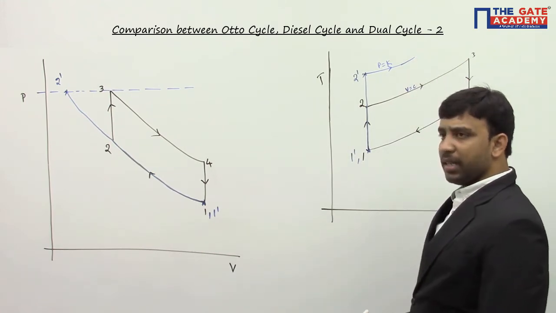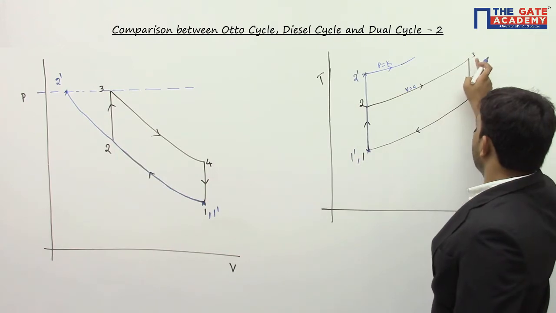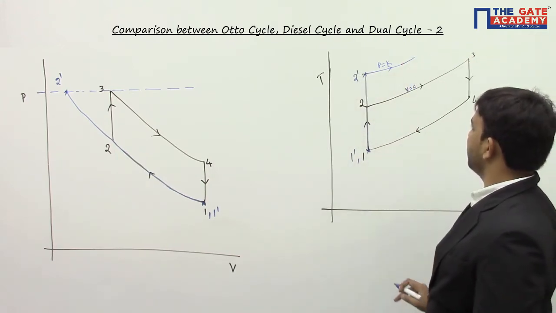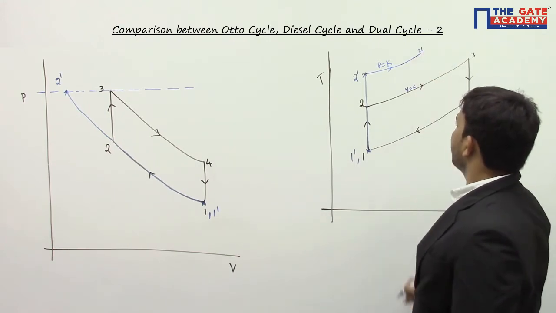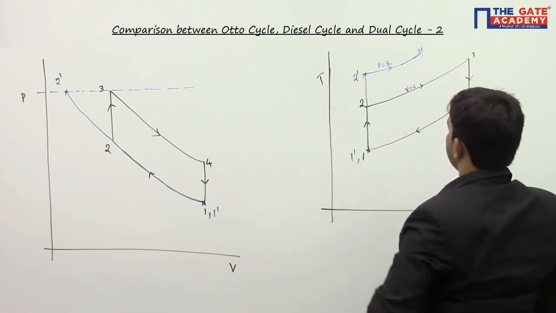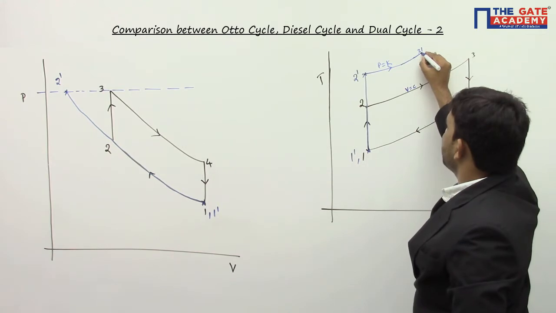And the constraint is that for same heat input, whatever area you get under the curve 2, 3, you should have the same area under the curve 2 dash, 3 dash. Therefore I am stopping this curve here, at 3 dash. So this area is exactly same as this area. So 3 dash will lie here. So this is constant pressure heat addition.